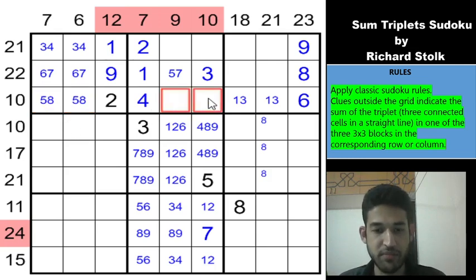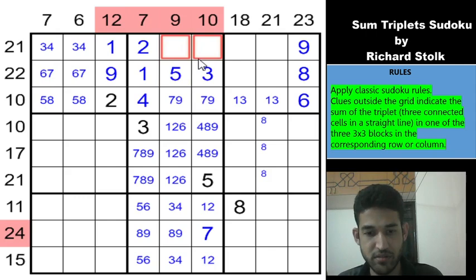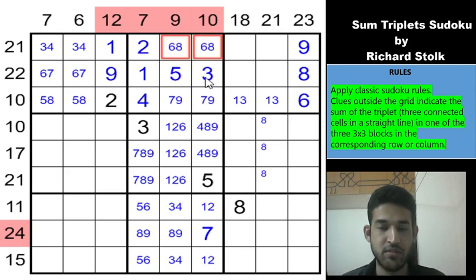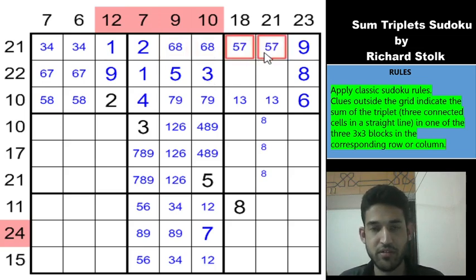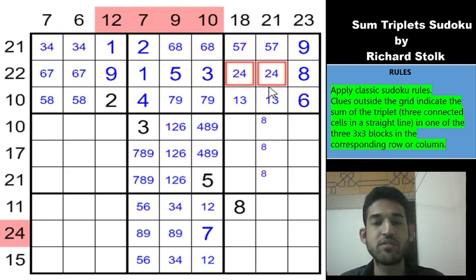And these 2 cells must be 7 and a 9. And that gives a 5 here, which means these 2 cells must be 6 and 8. And these 2 cells must be 5, 7. All classic, guys, simple classic. So these 2 cells must be 2 and 4. So can I resolve here?